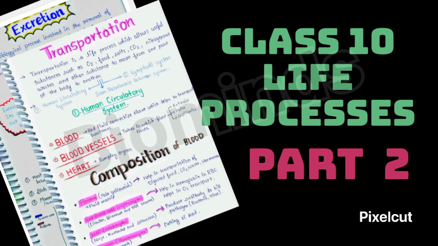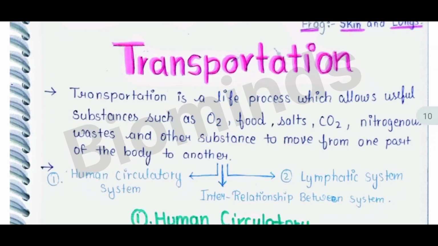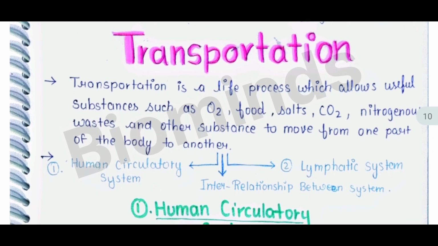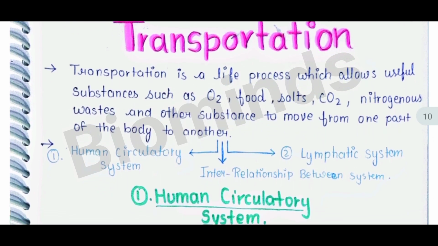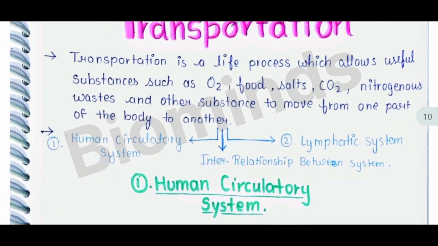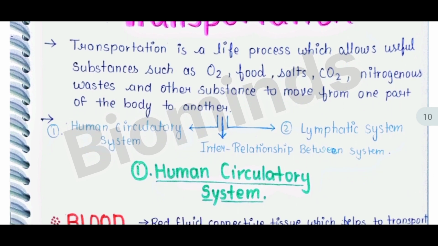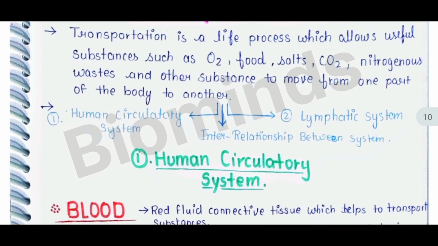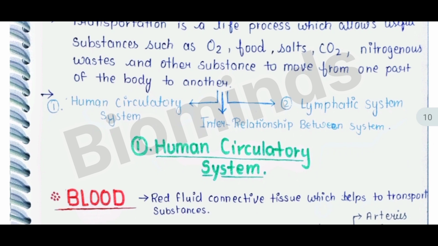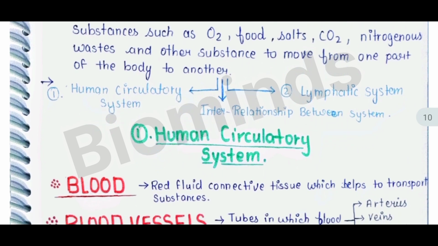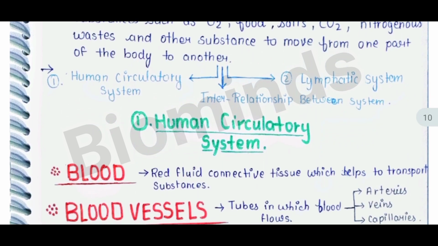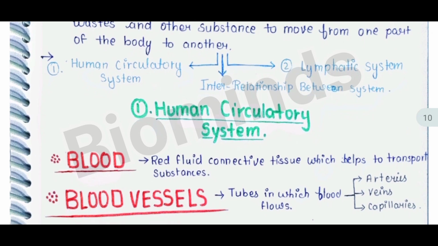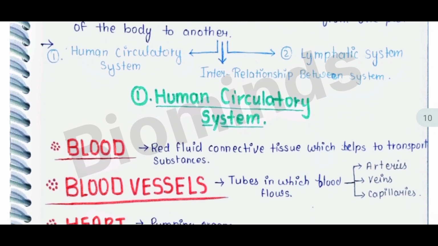The life processes part 2 consist of transportation and excretion. Transportation is a life process which allows useful substances such as oxygen, food, salts, carbon dioxide, nitrogenous waste and other substances to move from one part of the body to the other. The human circulatory system and lymphatic system have an interrelationship between the systems.